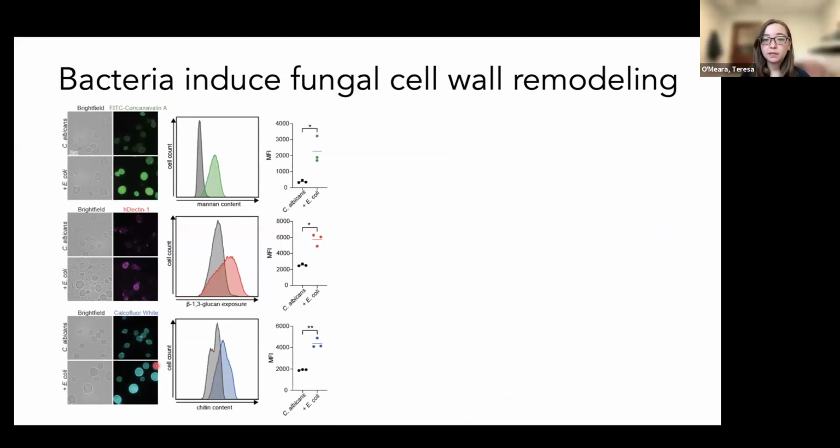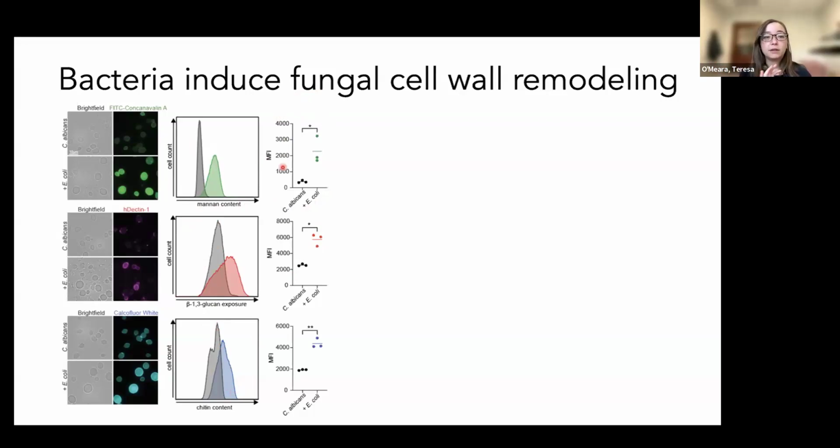So these are the kind of flow plots that we're getting, where we're looking at the population of cells and the intensity of staining, either for mannan, beta-glucan, or chitin. And then we take that mean fluorescence intensity, and most of the rest of this talk is going to be using mannan as the proxy for this cell wall remodeling.